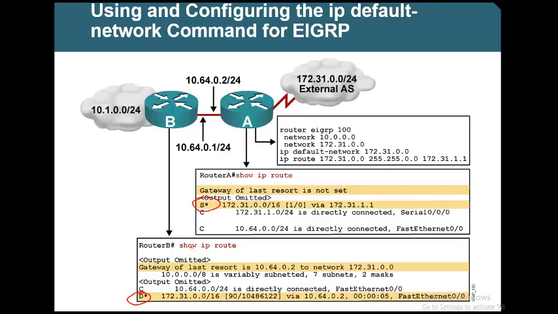Now EIGRP knows I'm advertising a network which is a default network to everyone. So this router, if it wants to go to Yahoo, it will use this route. If it wants to go to some new website which was launched yesterday, glady.com, it will use this route and go to the edge, and the edge will forward it to the internet. This is what the IP default-network command does for EIGRP.